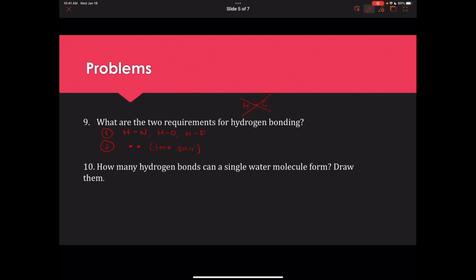So next we're asked to take a look, and we've skipped a little bit ahead in your worksheet. So we've skipped over problem 6, 7, and 8 for right now. We're focusing on the hydrogen bonding. We'll get back to those other questions in a second. But next we're asked, how many hydrogen bonds can a single water molecule form?